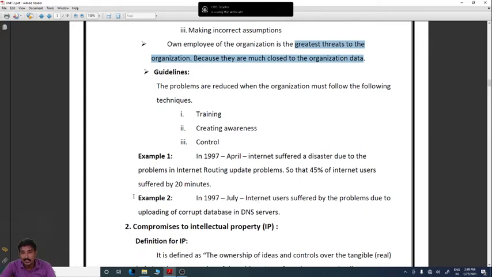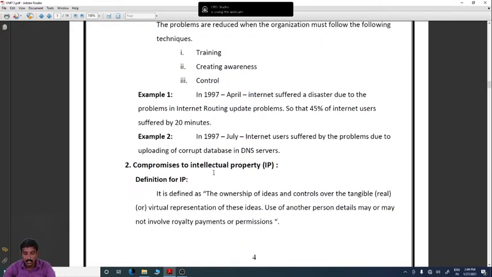So these are the ways we are trying to reduce the impact of this issue. And the third one is called compromises to intellectual property. Intellectual property is a major issue that we are always looking at. IP defines the ownership of ideas or control over the tangible or visual representation of the ideas. It means that we are the owner of our information.